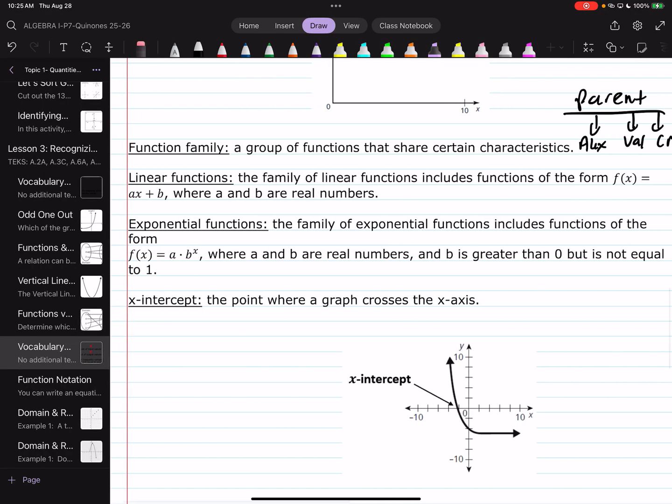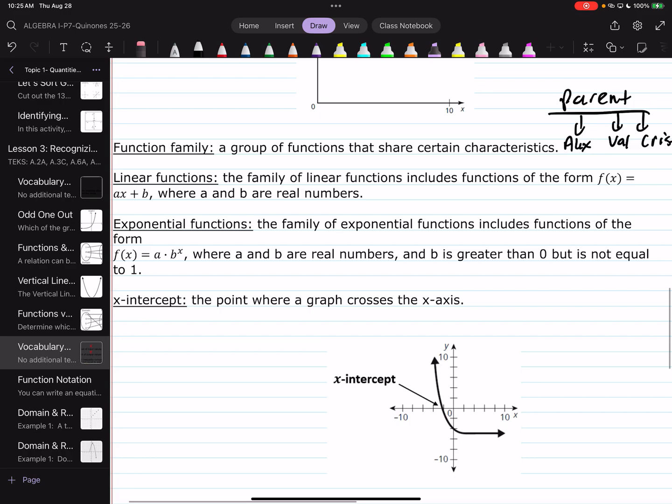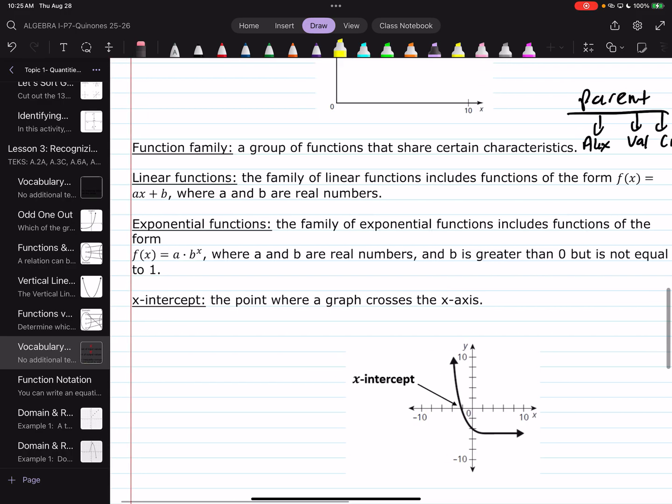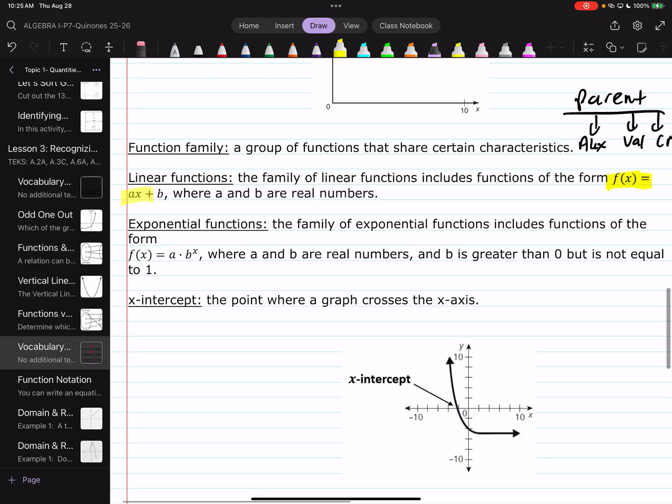Linear functions. So, the family of linear functions includes this form. This, everybody, is what we call the parent function. This is important. This is where every single line equation comes from. That parent function. That is the originator.